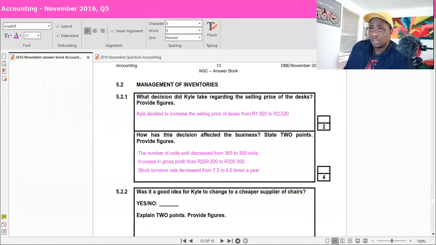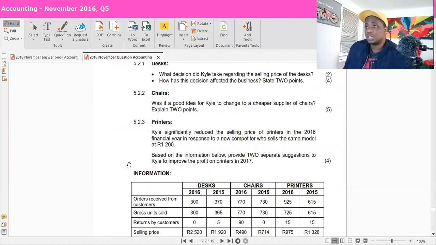Cool, moving on. Question 5.2.2. This one is based on chairs. It's asking, was it a good idea for Carl to change to a cheaper supply of chairs? Explain 2 points. Here you're going to have to say yes or no, and then support your answer. That one was not really asking whether it was a good decision to increase. It was just saying, how has it affected? And you would just state how it has affected.